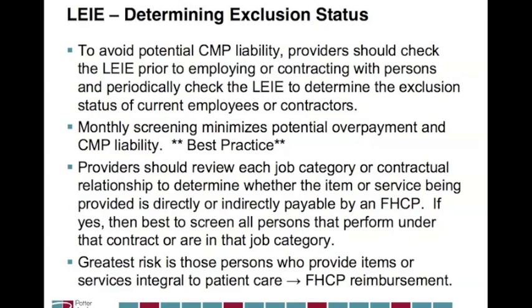Providers, in terms of trying to assess their risk spots, should look at each job category or contract relationship that they have and determine whether the item or service that's being provided pursuant to that specific job category or under that contractual relationship is either directly or indirectly payable by a federal health care program. If you can trace a service back to a claim for reimbursement, your best bet is to screen all individuals who perform either under the contractual relationship or in that job category.